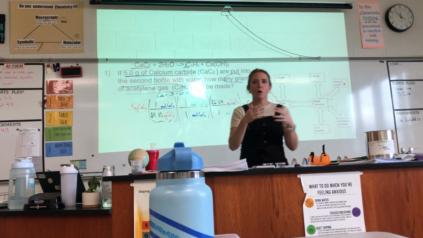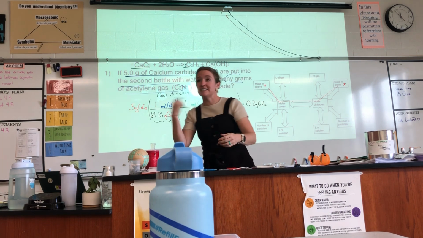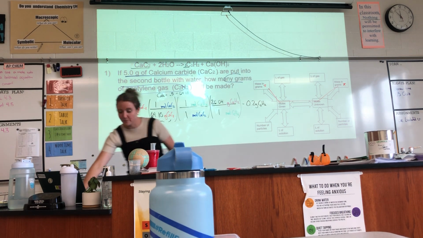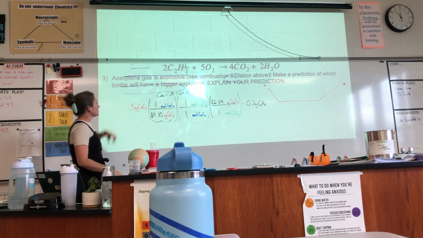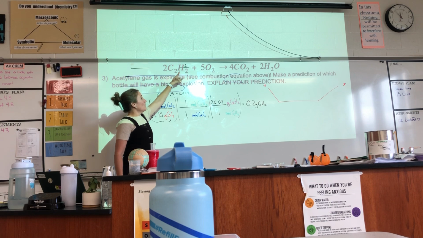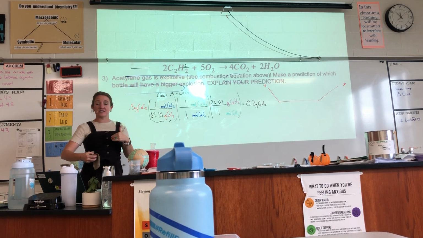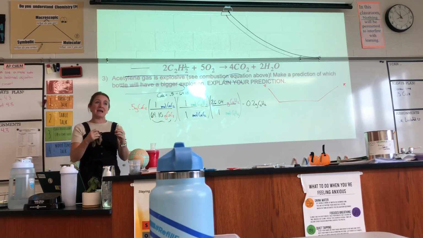So gases are hard to quantify. So what I'm going to do is a second reaction with the acetylene. If you look at number 3 here, number 3 is acetylene gas, and the thing we're making is explosive with oxygen. So I'm going to do a second reaction where, after the acetylene gets made, I'm going to ignite it.